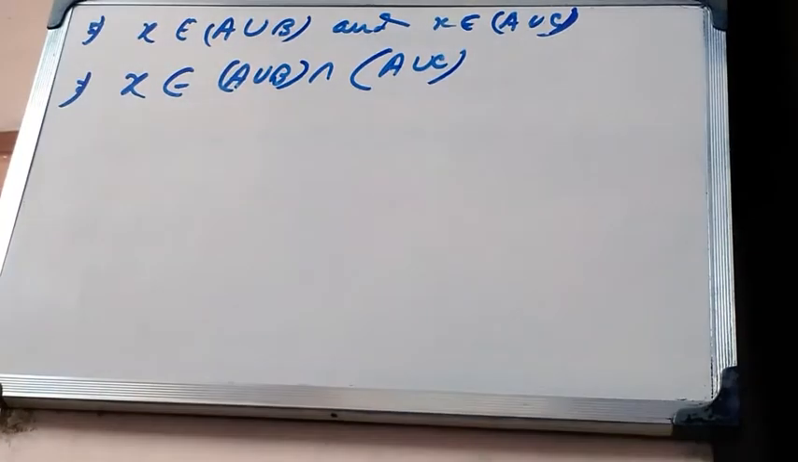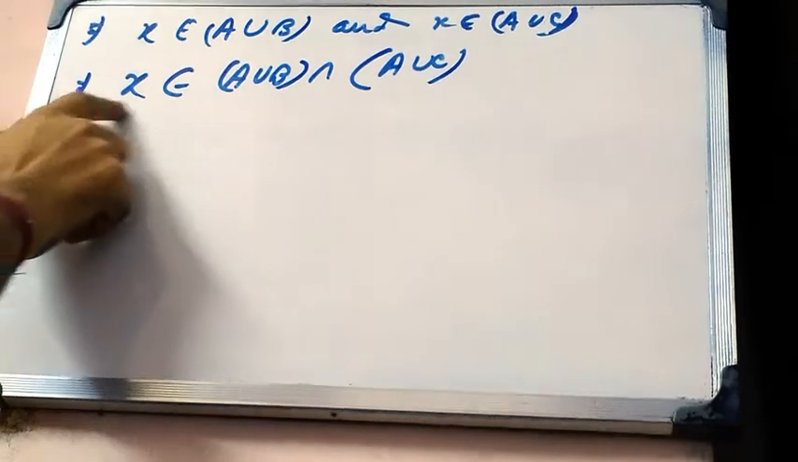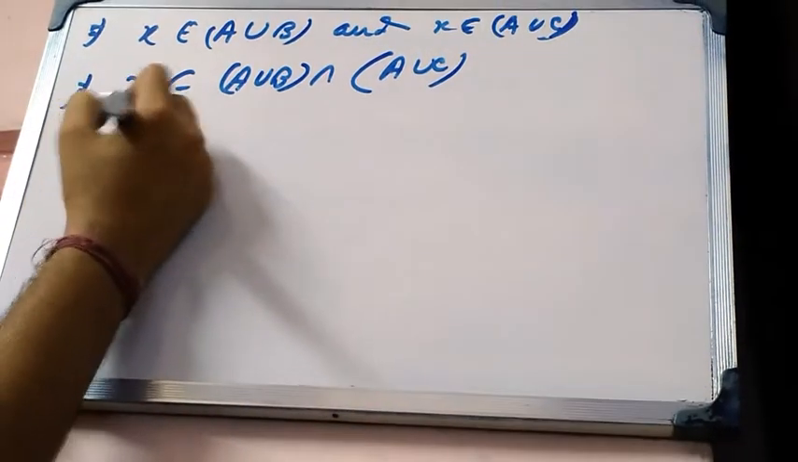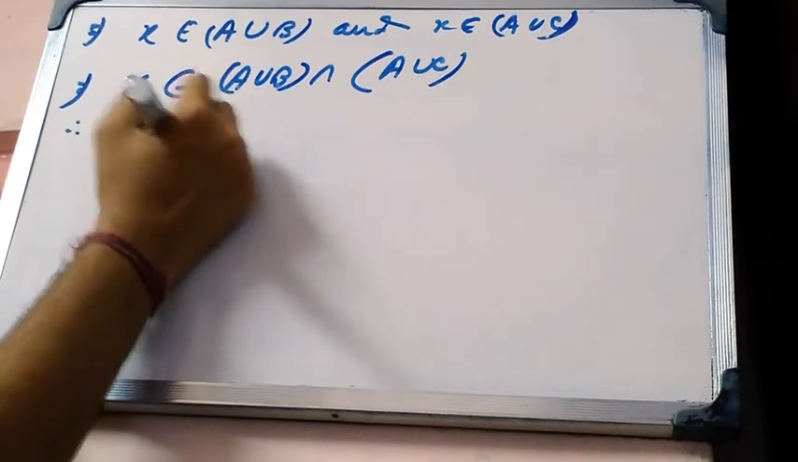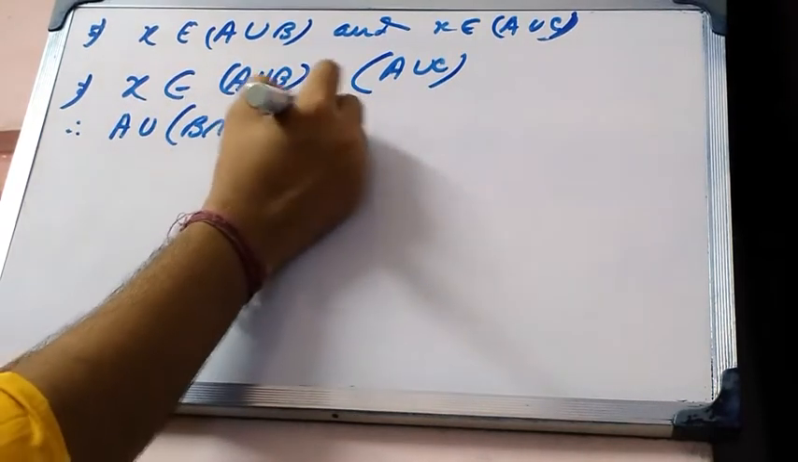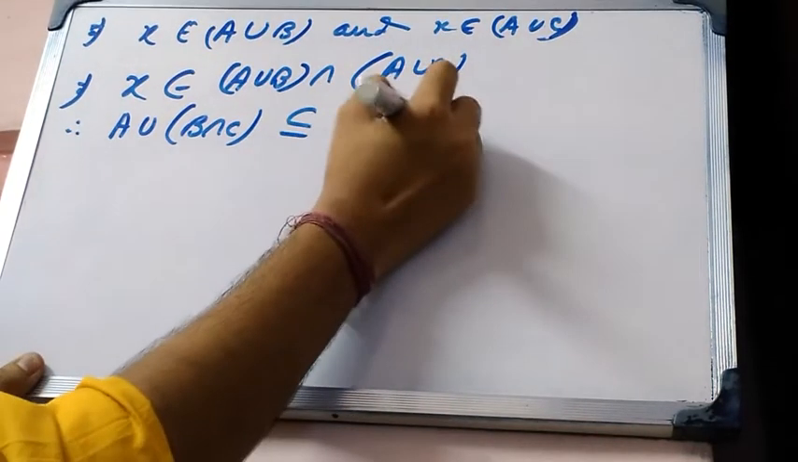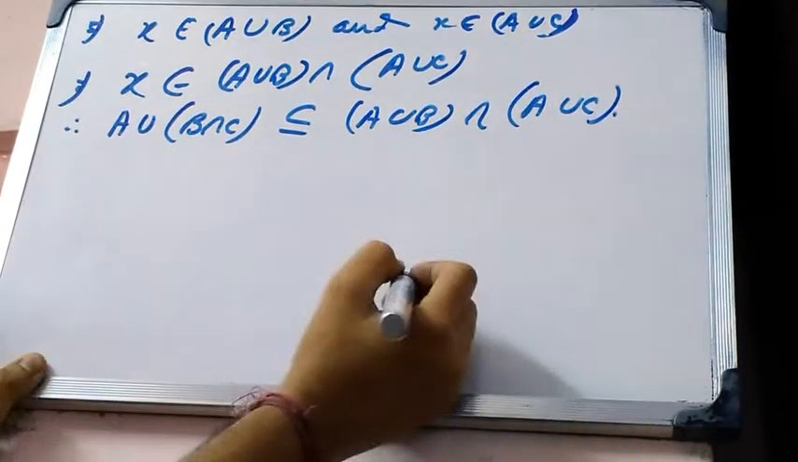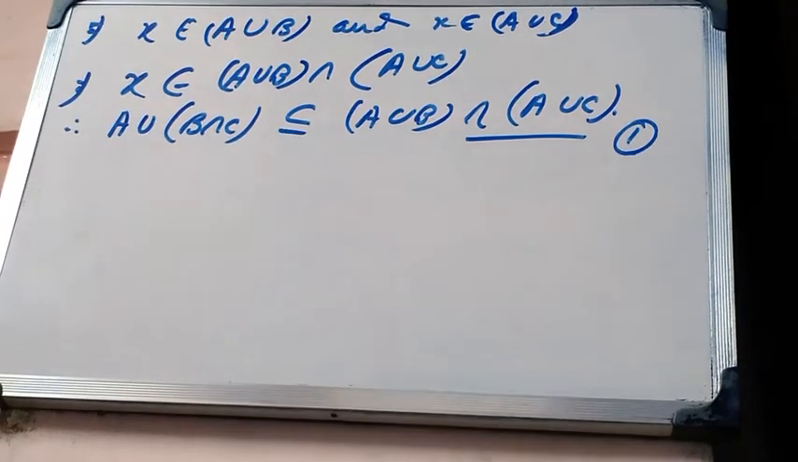So X was an element of the first set, and we have proved that X is also an element of the second set. So we can write that A union (B intersection C) is a subset of (A union B) intersection (A union C). It's number 1. Now also we have to prove the second part.